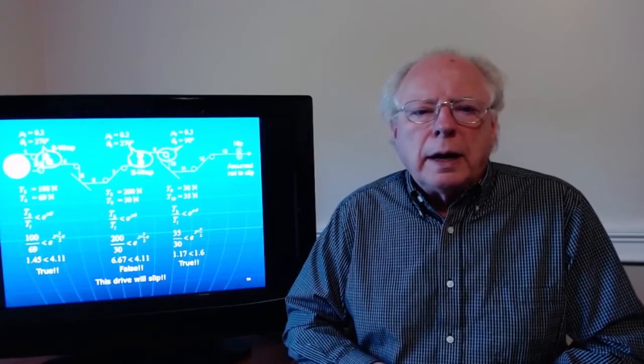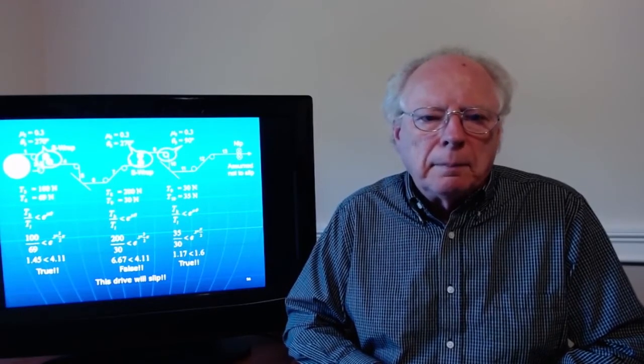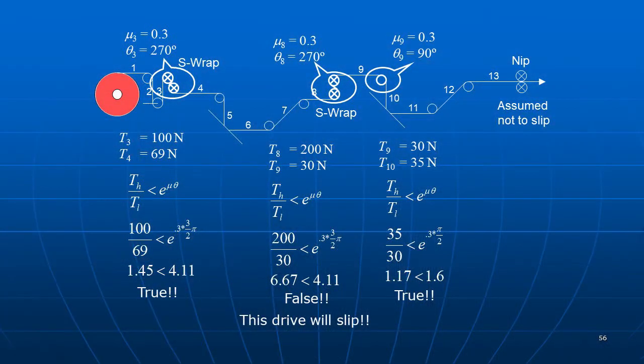If we go back to our web path now, we've got all friction rollers in place. If we look at our first SRAP, which was our reference roller, we've got 100 newtons on one side, and 69 newtons on the other side. Our tension ratio is 1.45. Our e to the mu theta value for the wrap angle and coefficient of friction that we specified for it is 4.11.